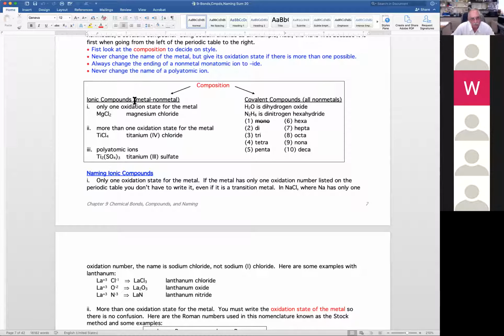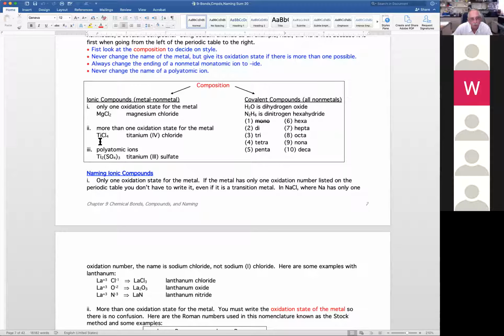And so if it's a metal and a non-metal, it's going to be similar to sodium chloride if there's only one oxidation state, like magnesium. But if there's more than one oxidation state, you have to say which one it is.